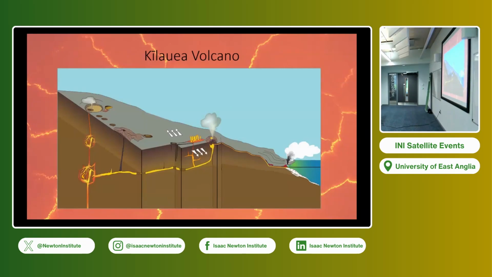And I do have a quick amount of time to show you a case study. As I said, I've spent a lot of time in Hawaii. I did a postdoc there, and I want to tell you about Kilauea Volcano. Kilauea is the youngest and most active volcano on the Big Island of Hawaii. And this is the cartoon of what we think it looks like.